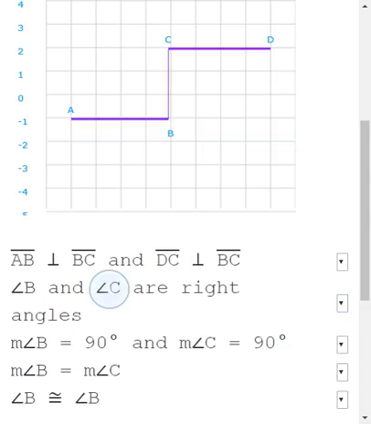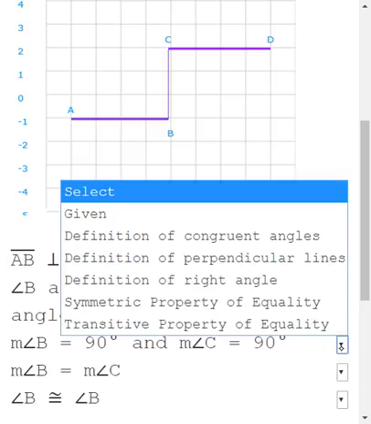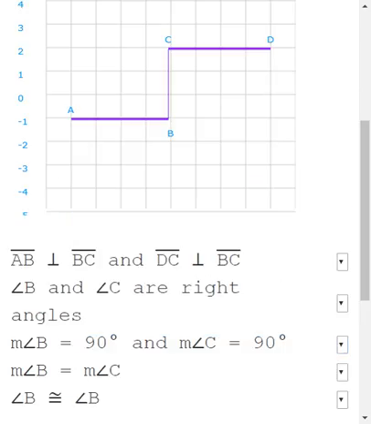Next, if B and C are right angles, the measure of B must be 90 degrees. The measure of C must be equal to 90 degrees. So here, you need to think, which of these properties says that right angles must be equal to 90 degrees?